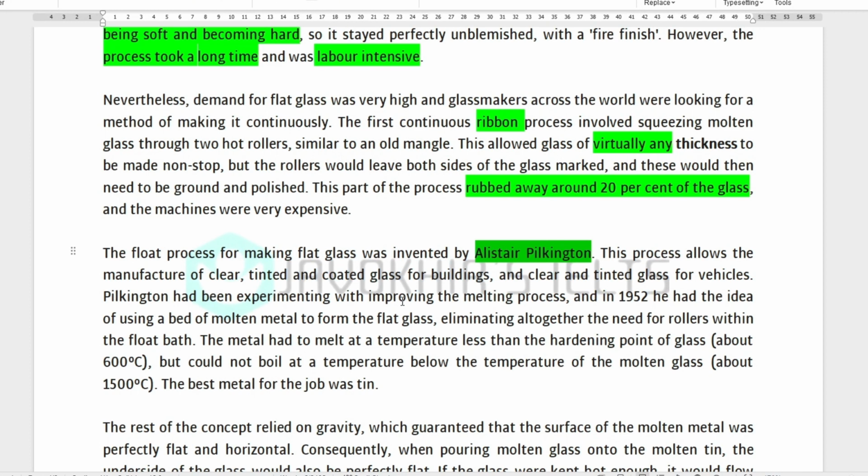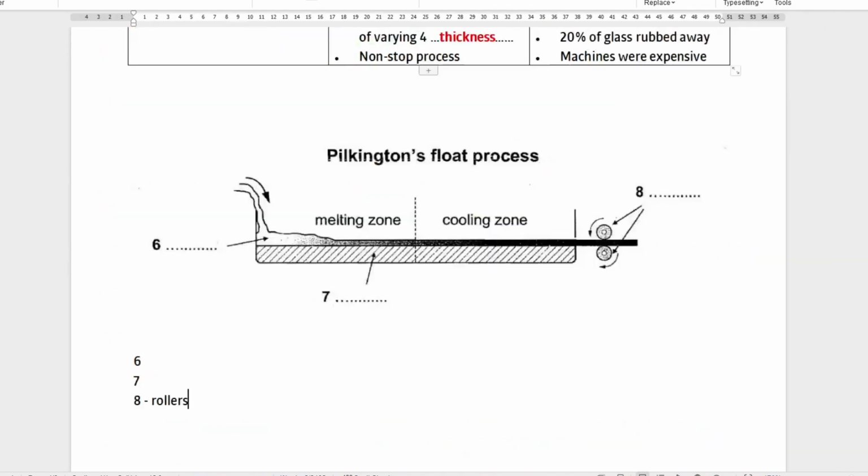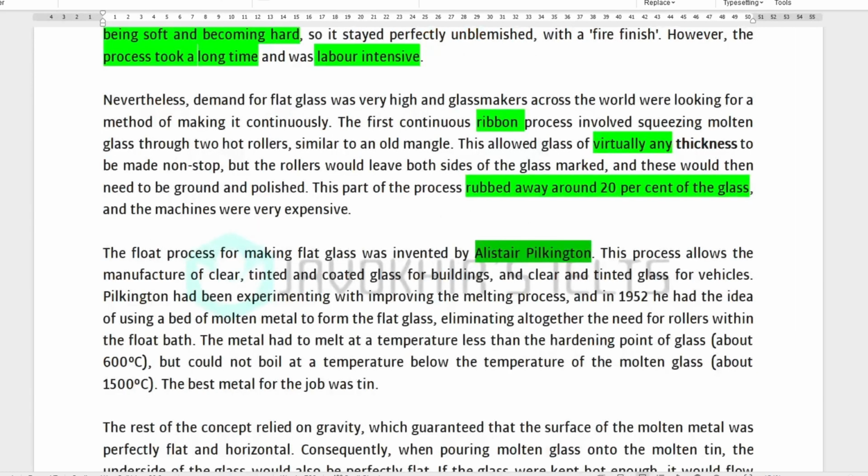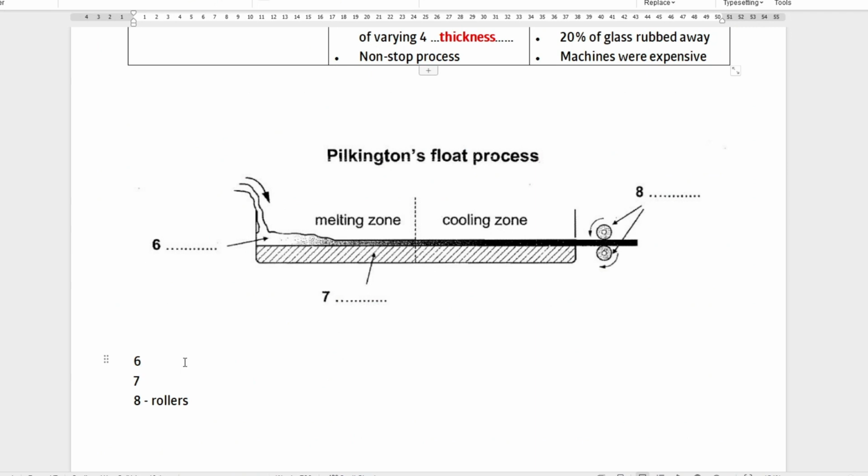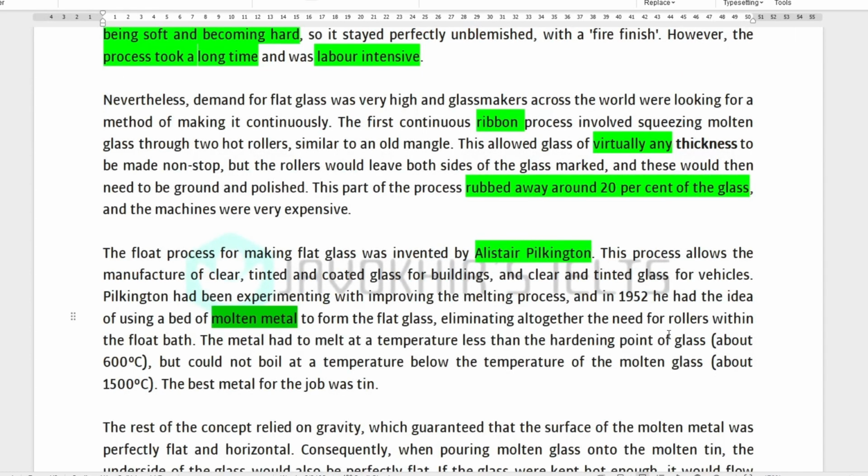Pilkington had been experimenting with improving the melting process, and in 1952 he had the idea of using a bed of molten metal to form the flat glass, eliminating altogether the need for rollers within the float bath. So we have molten metal. I think that number 6 is going to be molten metal. So pretty much rollers, something that is circular shaped. There we can see here rollers within the float bath.